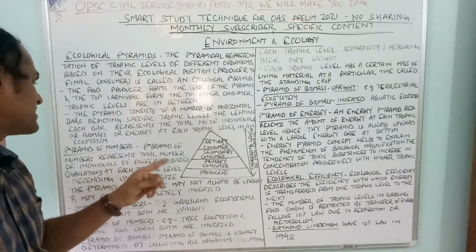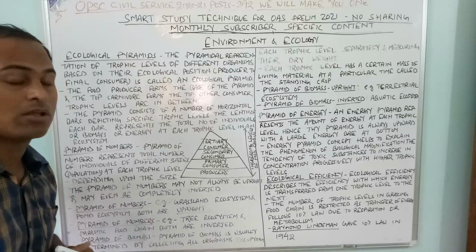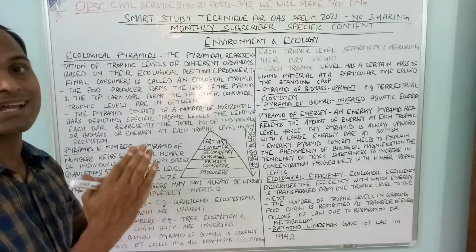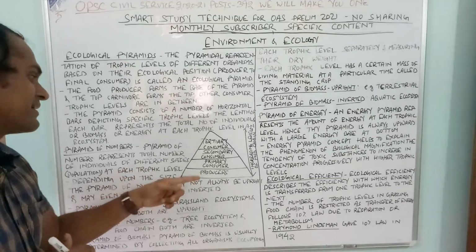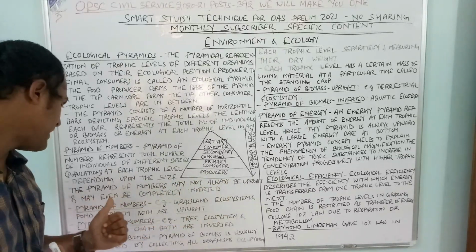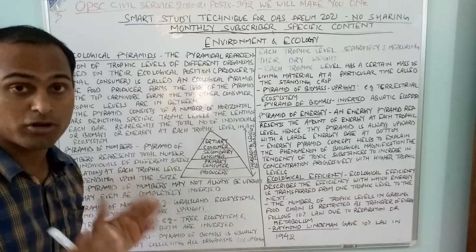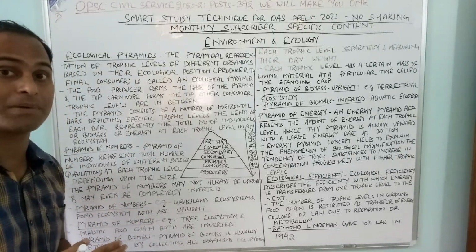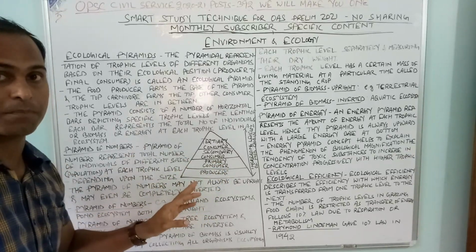The pyramid of numbers represents the total number of individuals of different species, the population at each trophic level. As we go up, the number slowly gets decreasing at each trophic level. Depending upon the size of the organisms, the pyramid of numbers may not always be upright, or may even be completely inverted. Very important. Pyramid of numbers can also be inverted. Remember this. It is not always upright.